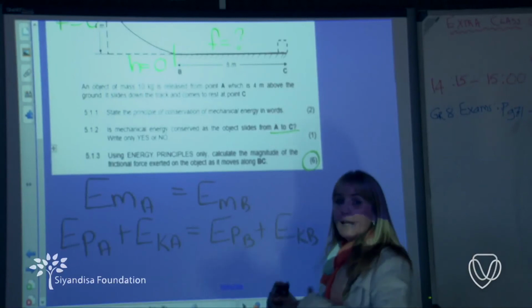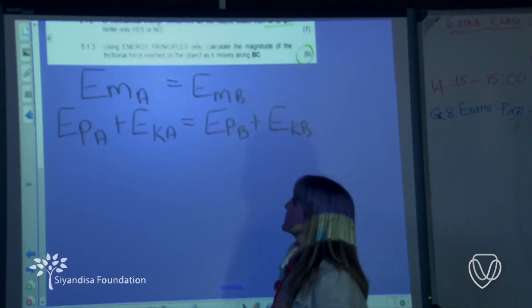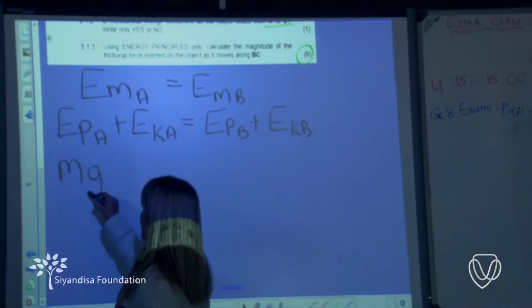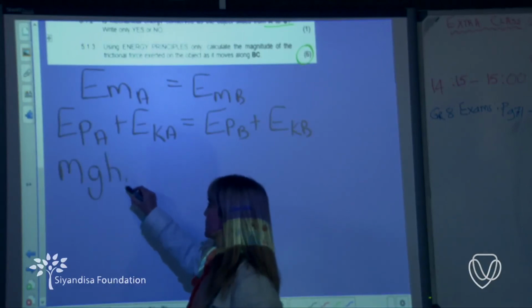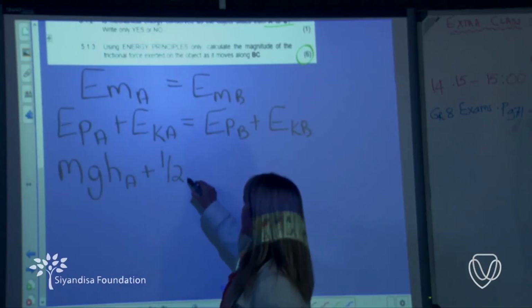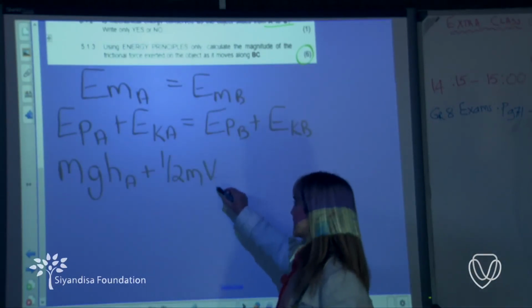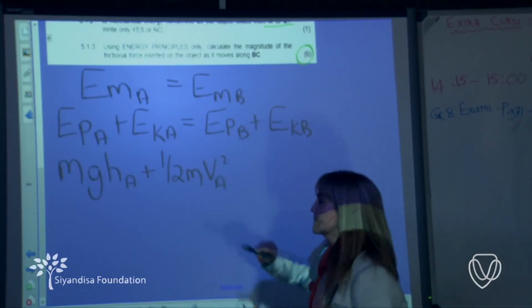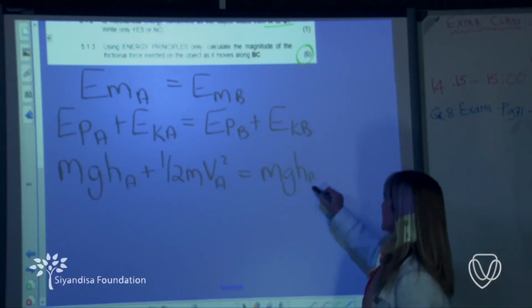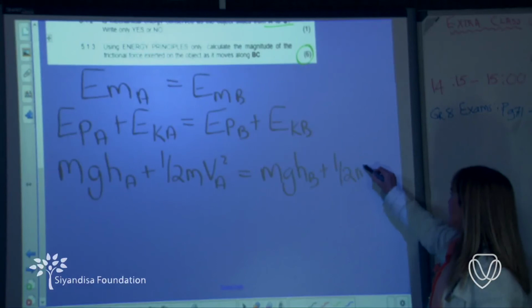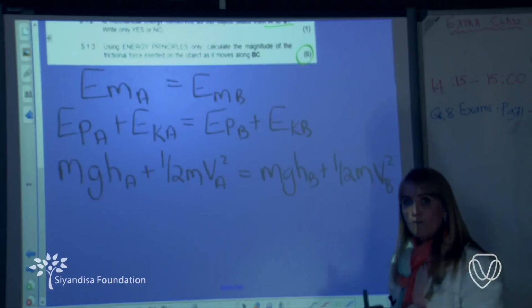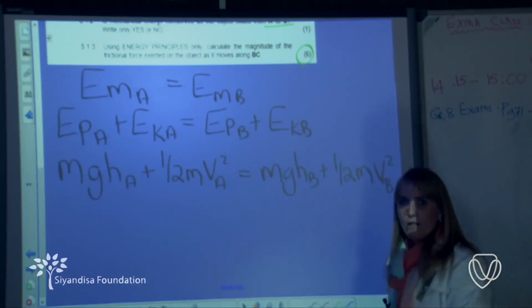Right. Now we can expand that equation using the data sheet. What is potential energy? Potential energy is the mass of the object times acceleration due to gravity times the height of the object at A. What is kinetic energy? It's a half times the mass of the object times the initial velocity of the object at A squared. And then we can complete the second side. It's going to be mgh at B plus a half mv squared at B. And there is the law of conservation of mechanical energy put into equation form.